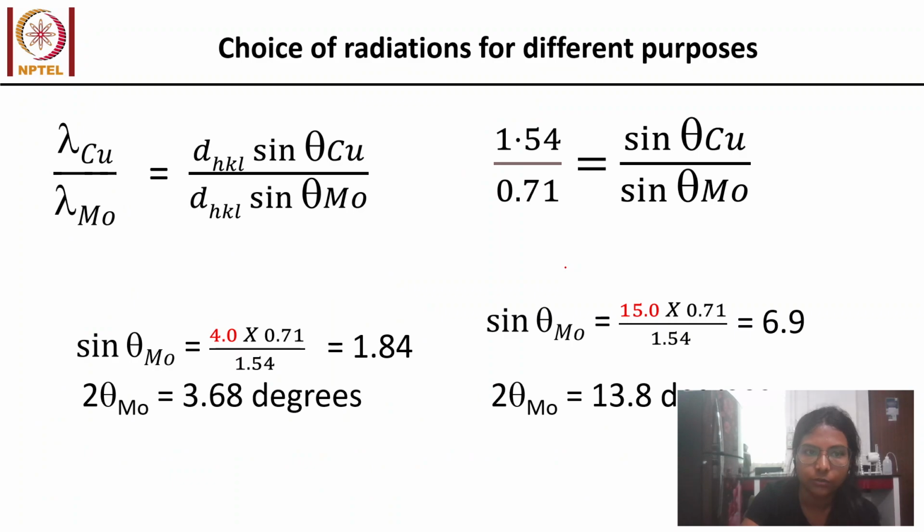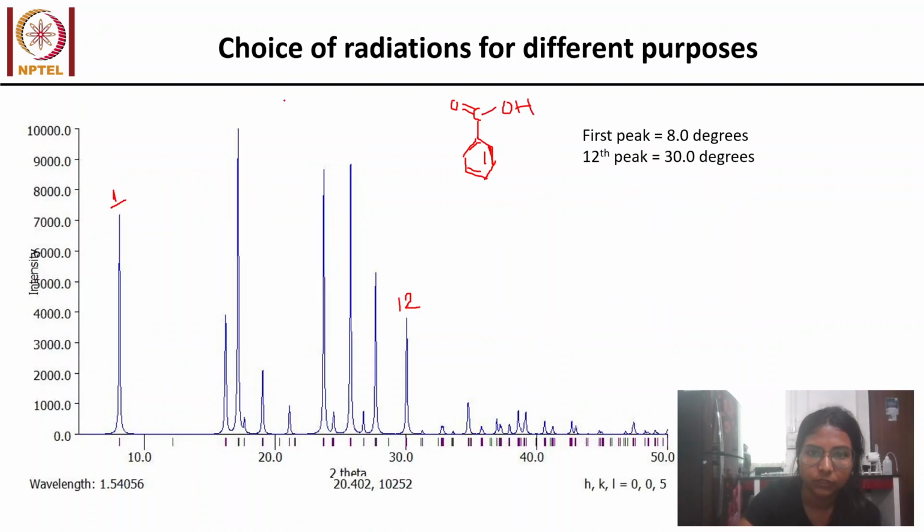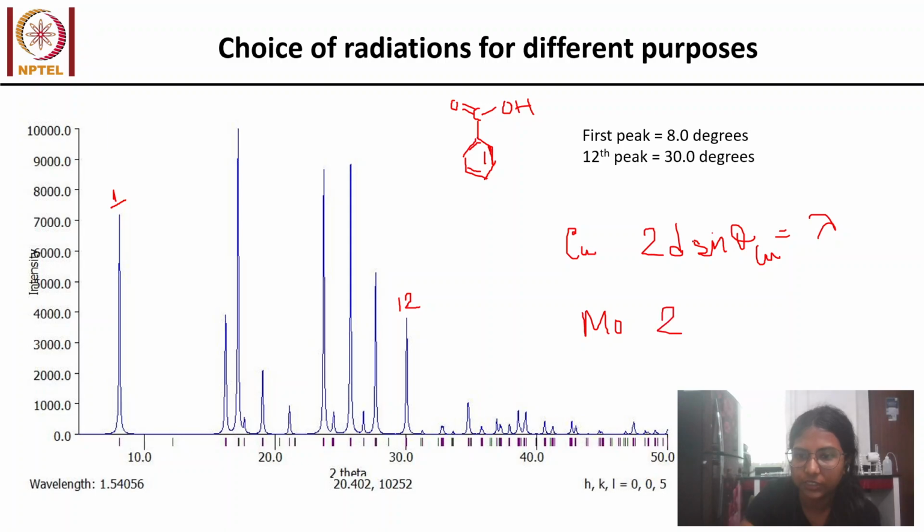Now we will again apply Bragg's law here. You know Bragg's law. What I'm trying to say is, suppose at first we have taken copper. If we have taken copper, we will write 2d sine theta, when we are taking copper, is equal to some lambda. Now if we take molybdenum, then now this d, what is d?